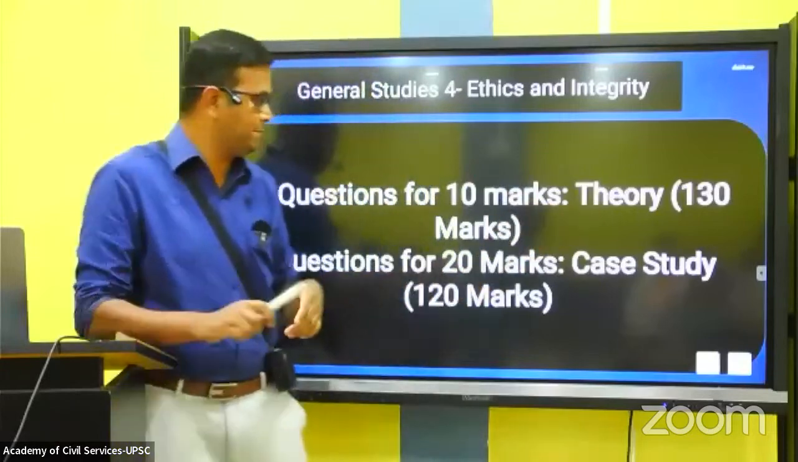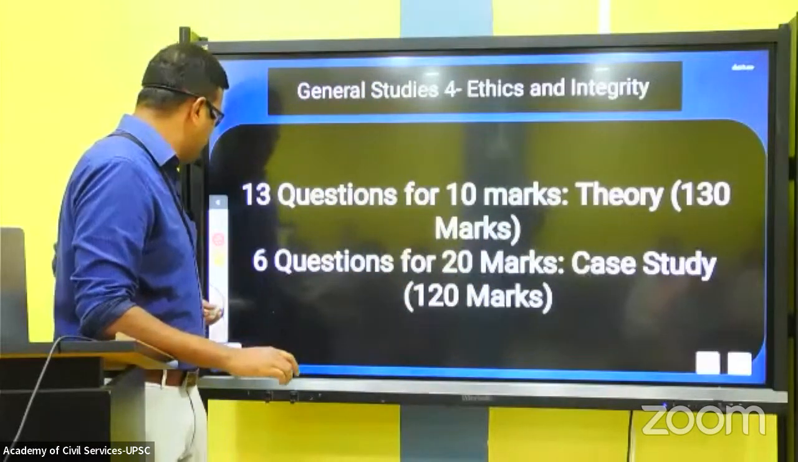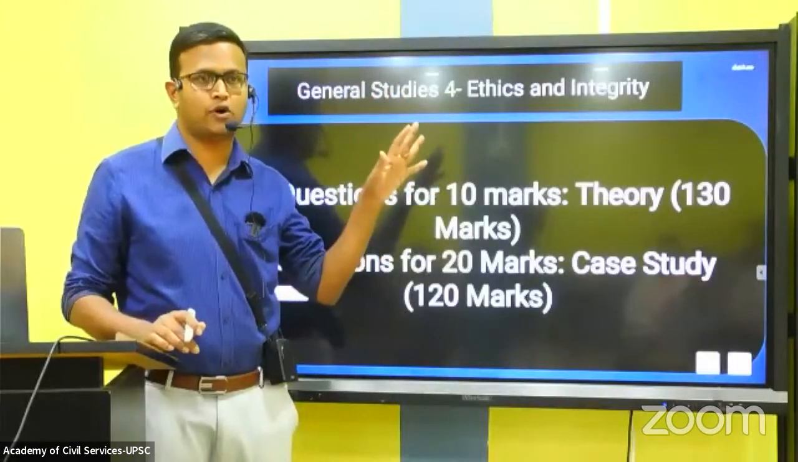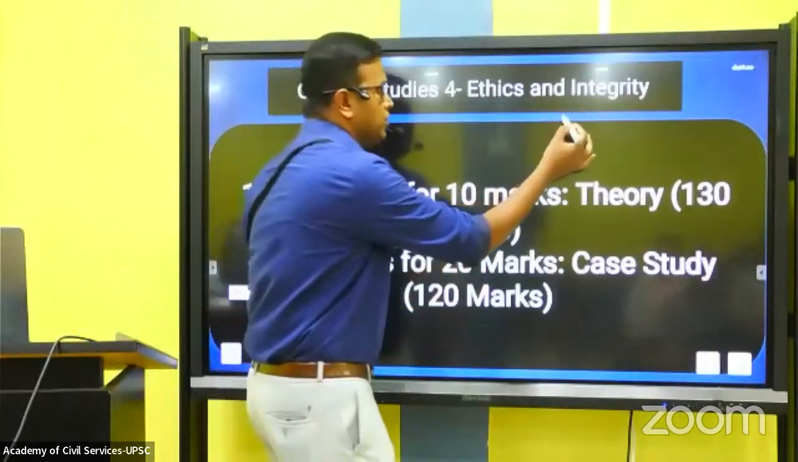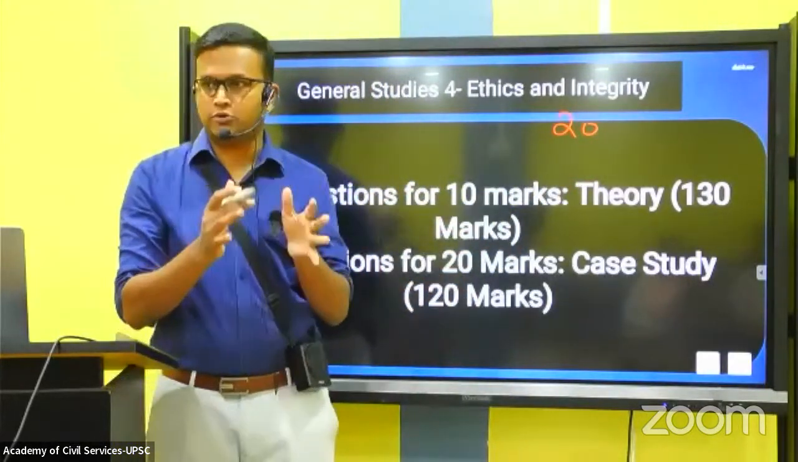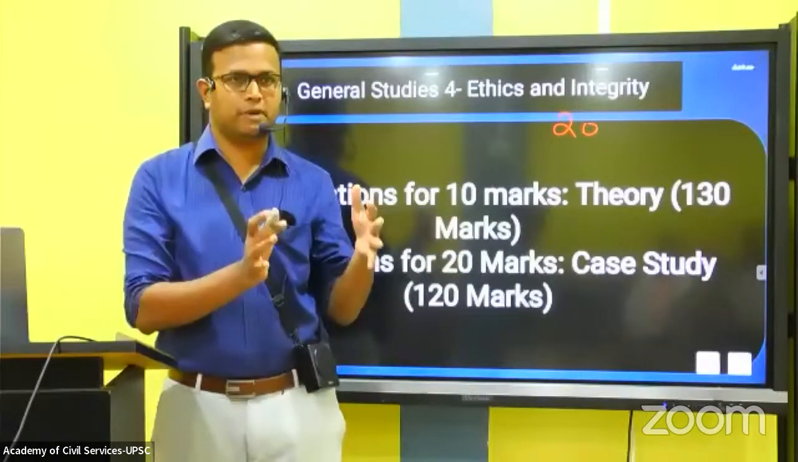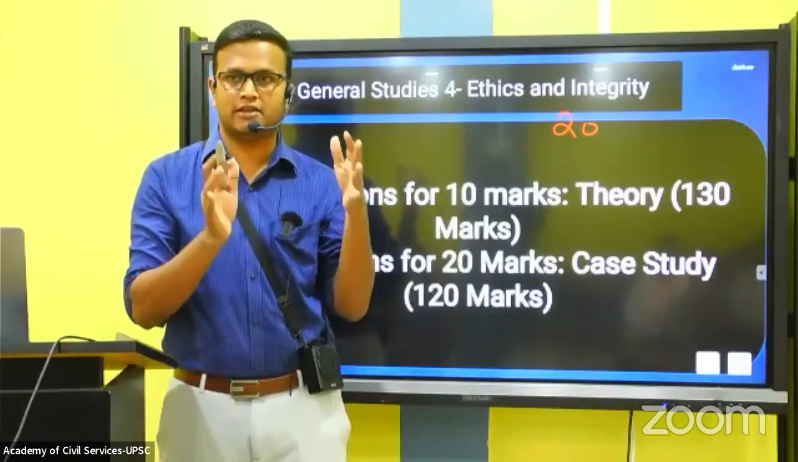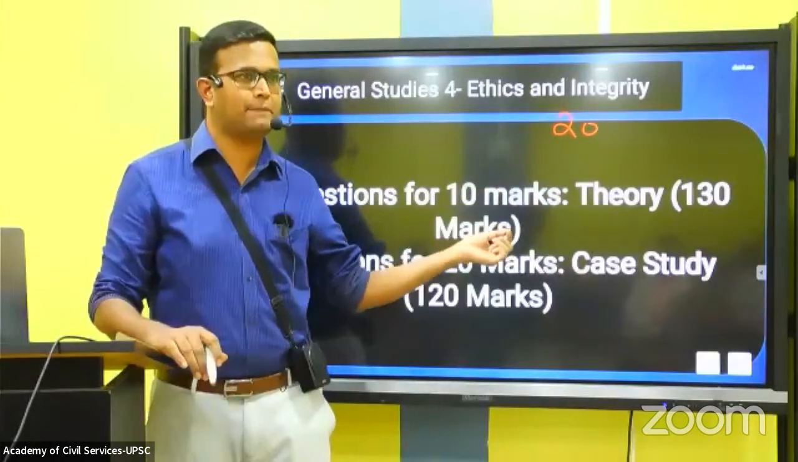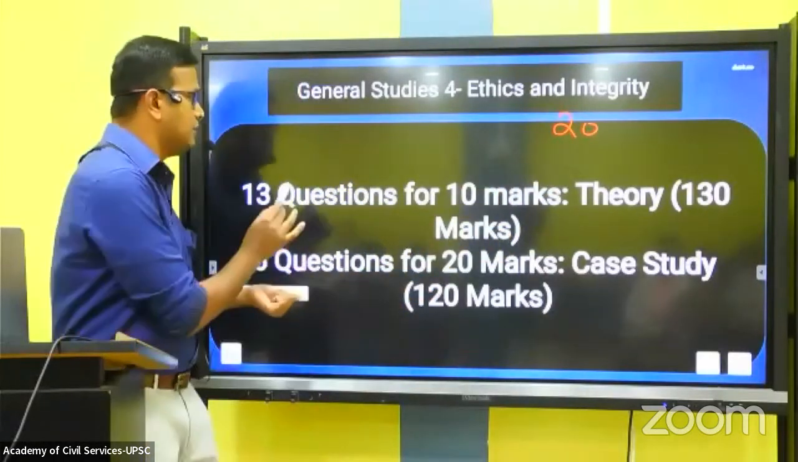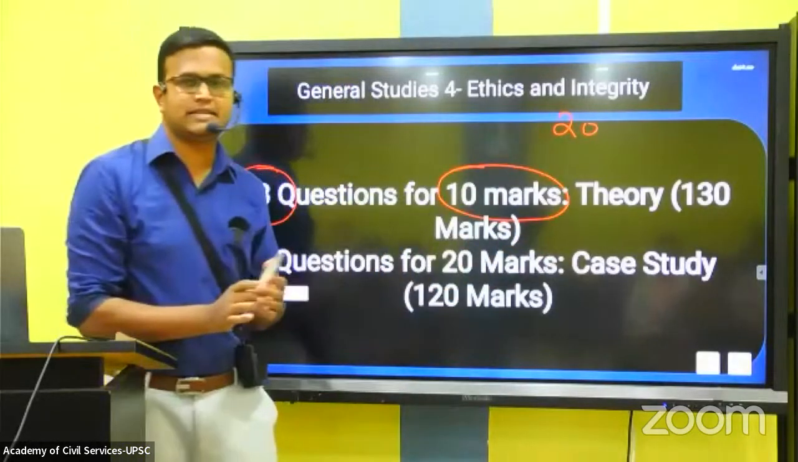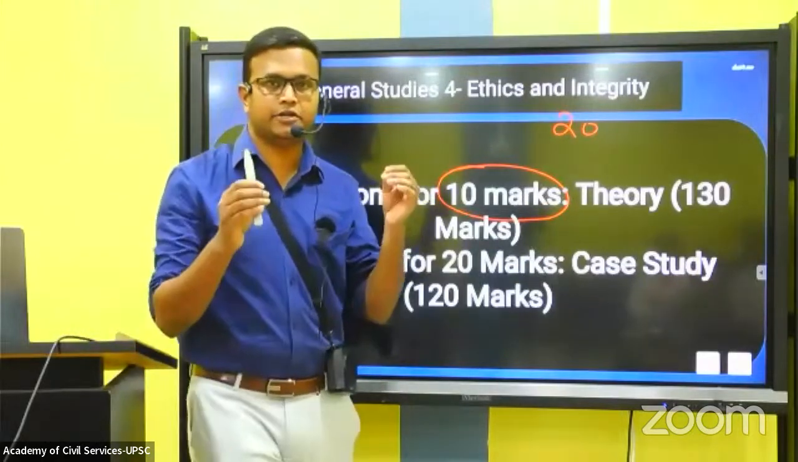Coming to the structure of the paper: all the other papers we have discussed, GS1 up to GS5, except GS4, the ethics paper, will have 20 questions in total, 10 questions of 10 marks and 10 questions of 15 marks. A 10-mark question you answer in 150 words, a 15-mark question in 250 words. But in the ethics paper, there is a small difference. There will be 13 questions for 10 marks. The first 13 questions will be related to theory.